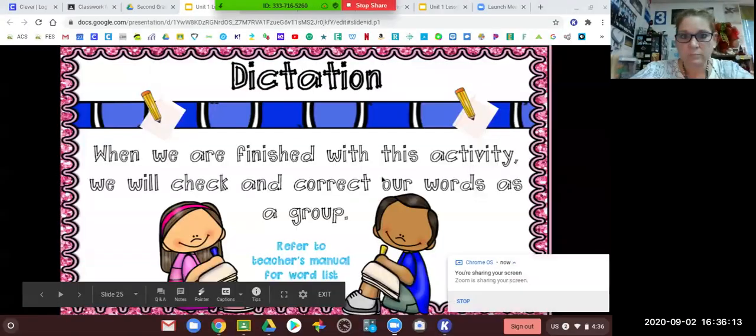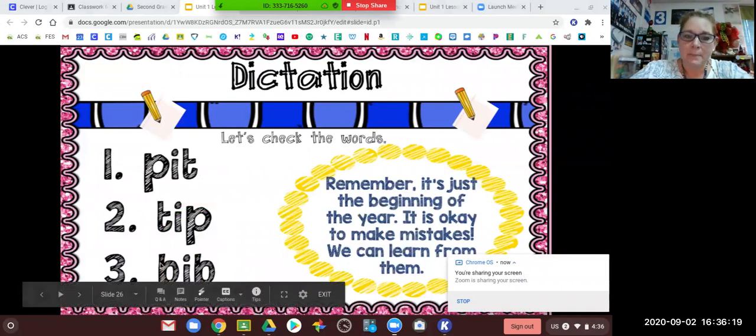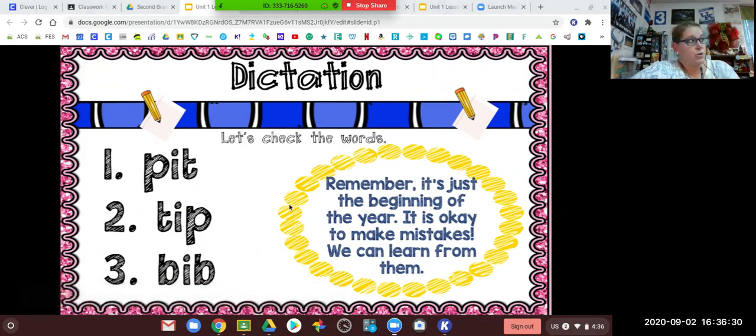I'm going to go back to sharing my screen with you so we can finish our slideshow. All right, so we're going to check. We checked the word pit, tip, and bib. And remember, guys, this is just the beginning of the year. It's okay if we make mistakes. We learn from them. If you made a mistake, you just need to make sure that you make corrections on your work and fix it.